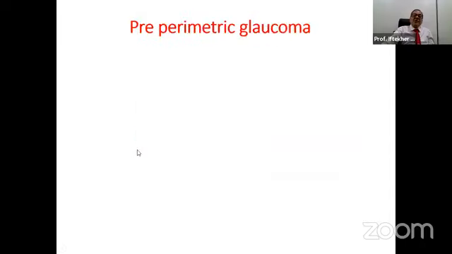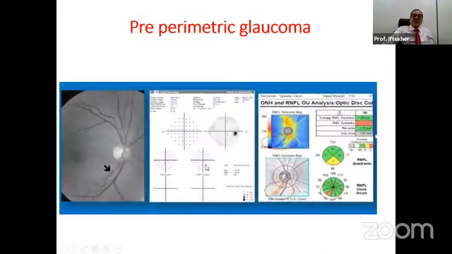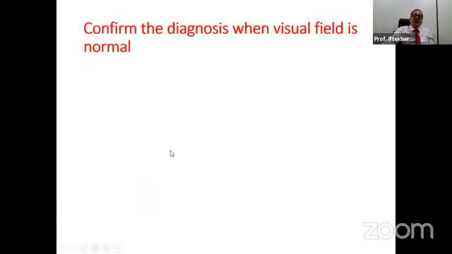Now the patient cases. Pre-perimetric glaucoma, where we see the field is okay, but in the OCT there is a nerve fiber defect in the inferotemporal region. When I see the fundus, we can see there is a nerve fiber layer defect, so it is pre-perimetric glaucoma.